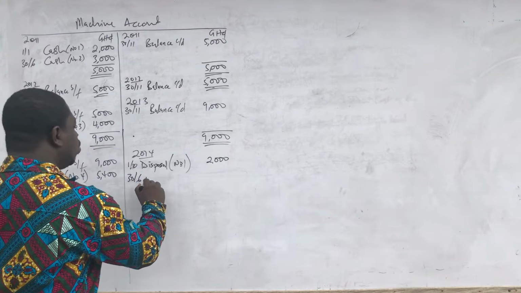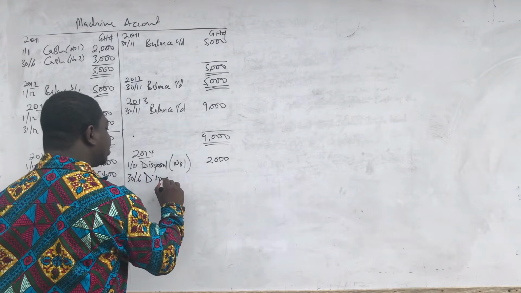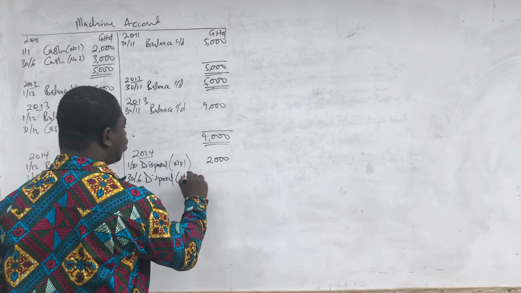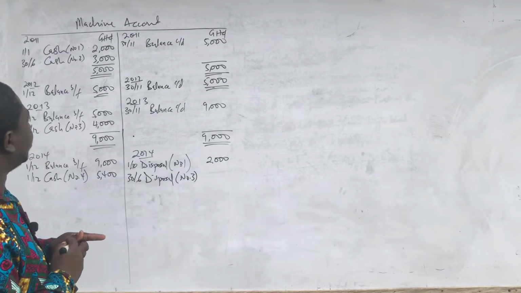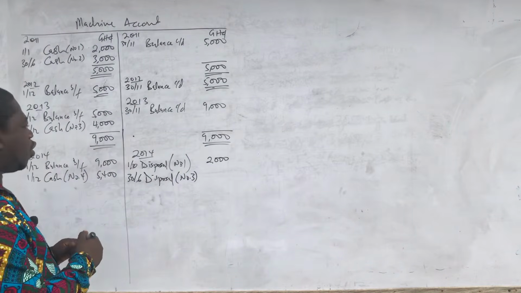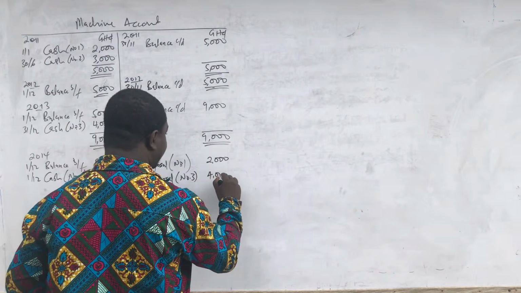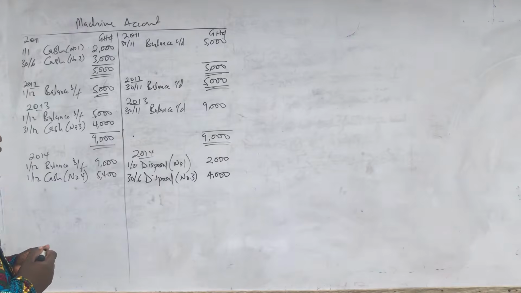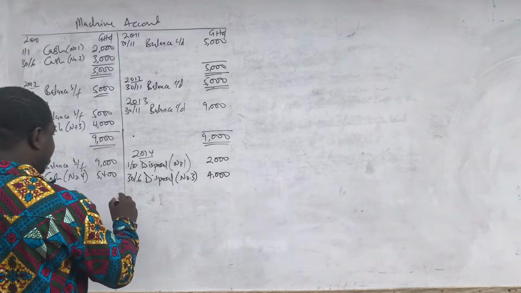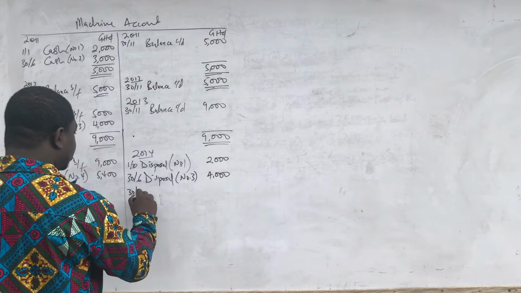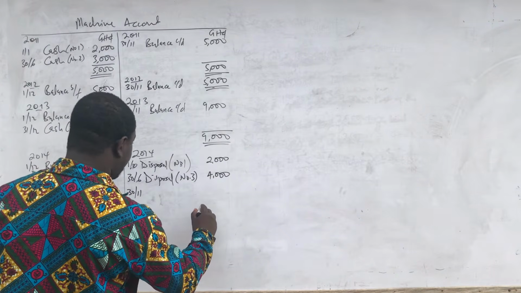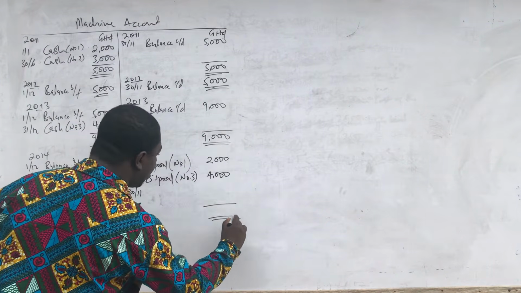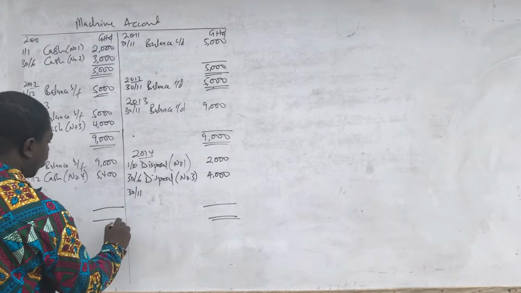And that one too, we are interested in the original costs, not how much we sold it for. So the original cost for machine number 3 was 4,000. So that is what we are crediting and removing out. So afterwards, we are done with 2014 as far as the machine account is concerned. And so we can close off the accounts on 30th November and have our balance carried down for the year.